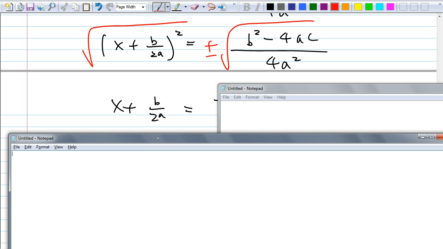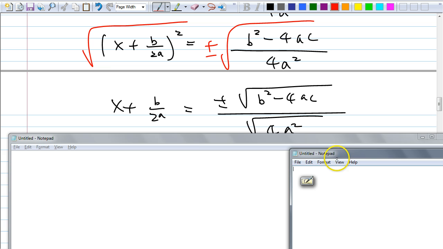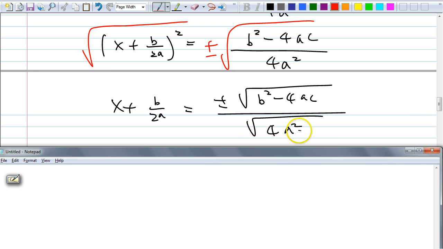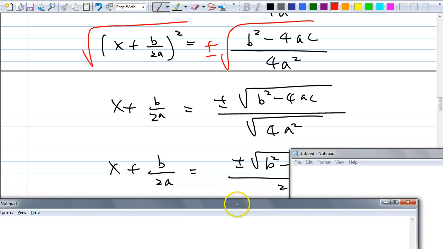What do I write? Yeah. Plus or minus the square root of b squared minus 4ac over 2a. Where did you get 2a from? You're exactly right. This is a square root. You square root 4a squared. Isn't that right? Because positive or negative is on the top. You square root the numerator and the denominator. Remember the rule for square roots? So it just becomes simply 2a.